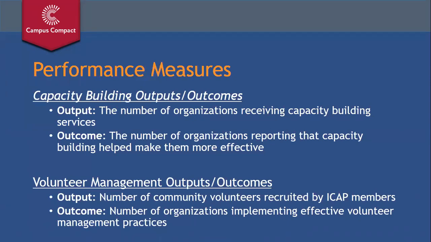In the area of capacity building, the outputs and outcomes. So the outputs are kind of the things that we're tallying up. This would be the number of organizations receiving capacity building services. This is specific to just where the ICAP members are serving. So if you have an ICAP member that's serving on your campus, but they're connecting volunteers to 20 nonprofits in your community, the number of organizations receiving capacity building services would be your campus.